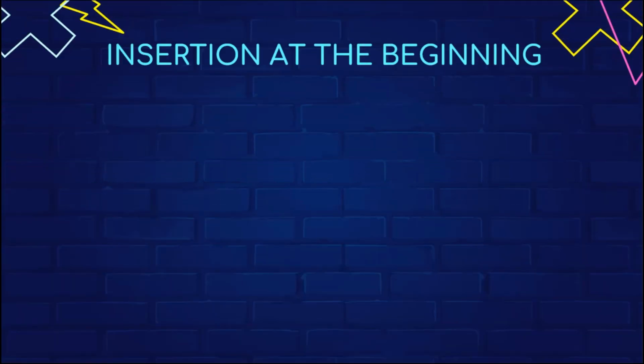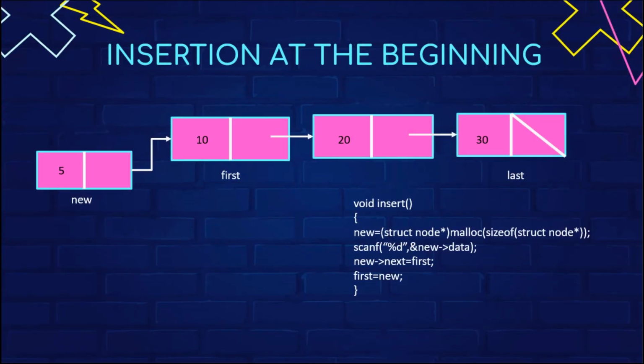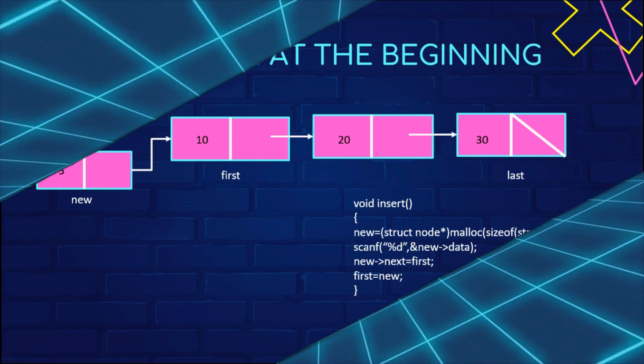Insertion at the beginning. In order to insert a new node at the beginning of the linked list, a node is created using the malloc function. The data for the new node is got from the user. Then the logic behind inserting a node at the beginning is new of next is equal to first, and first is equal to new. The line new of next is equal to first means the link part of the new node is equal to first. That is, there exists a connection between the new node and the first node of the linked list, and first is equal to new means the new node is updated to be the first node.